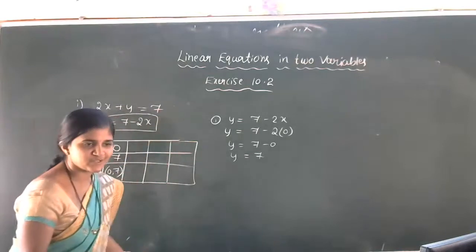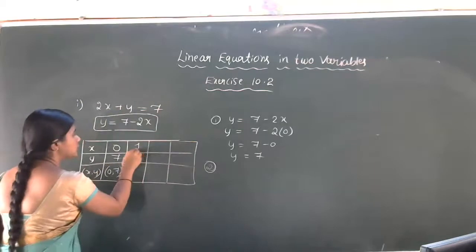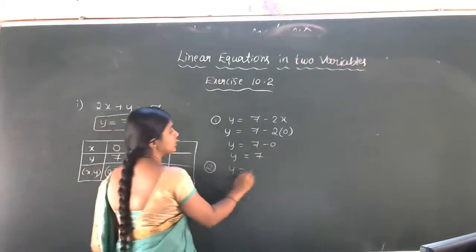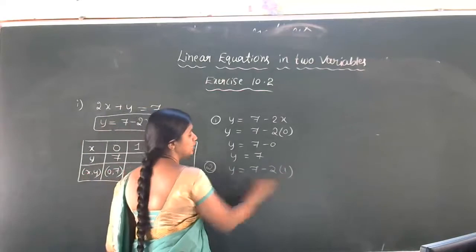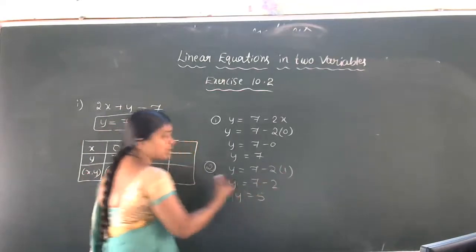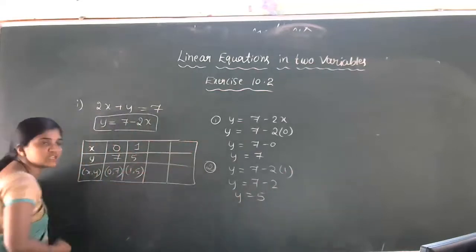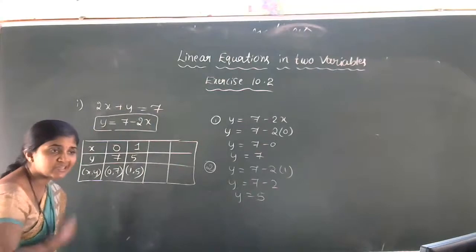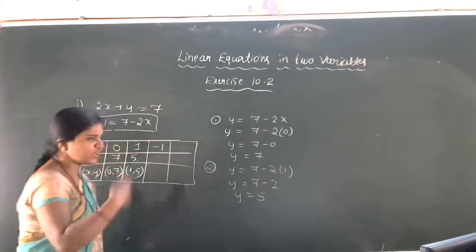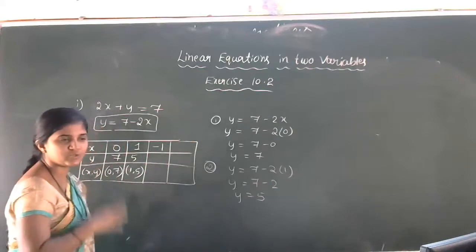Now for the second one, I'll choose x is equal to 1. Then y is equal to 7 minus 2 into 1, which is 7 minus 2. y is equal to 5. So (1, 5) is another solution. Now I'll choose minus 1. You can go with plus 2 also, plus 3, whatever you choose for x.